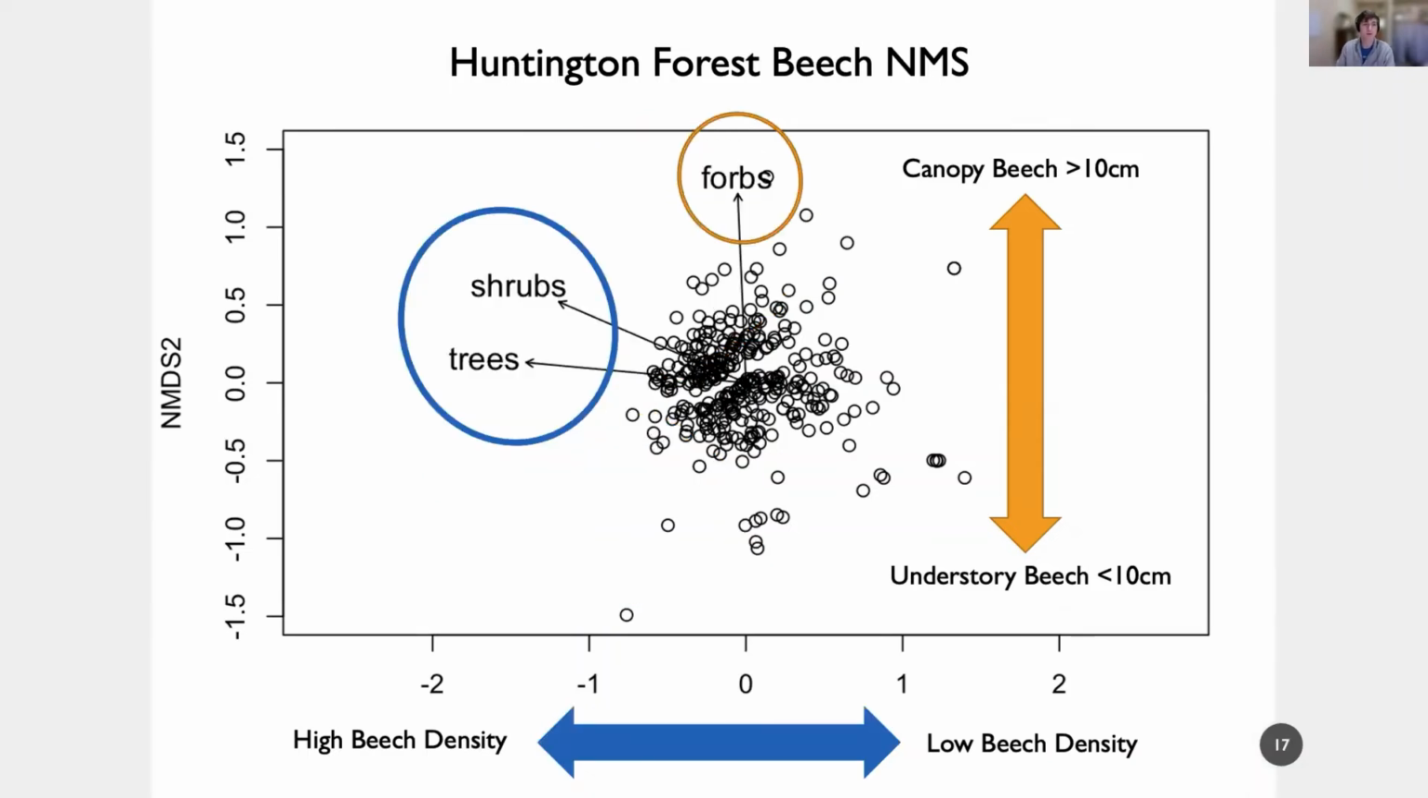We can also look at the correlation. This is the same ordination, but with different arrows, vectors representing correlations of some of our other variables. So forb cover, shrub cover, and tree cover were all significant for this ordination. You see that the cover of forbs is positively correlated with canopy beech. So plots that are more canopy beech than understory beech are going to have higher cover of forbs. And then shrubs and tree cover, so that's non-beech trees, are actually associated with higher beech density, not lower beech density, which conflicts with what we would think, that these high densities of vegetation are blocking out the other species.